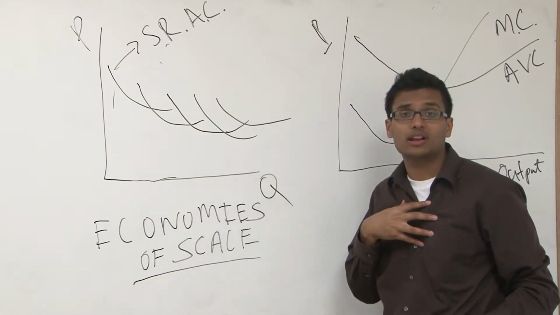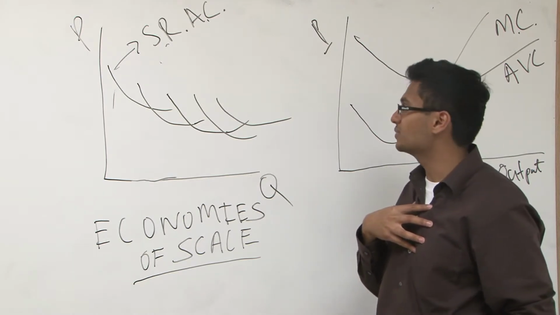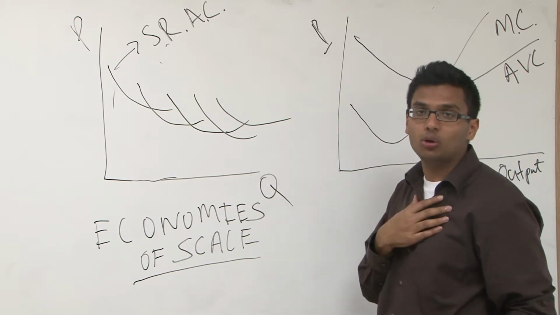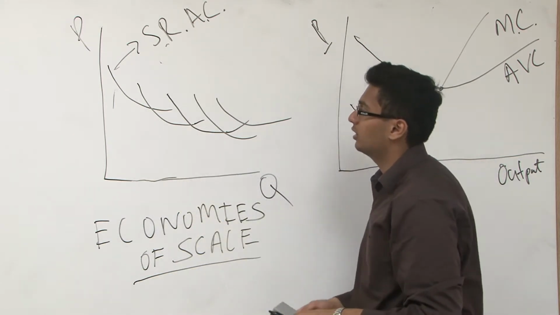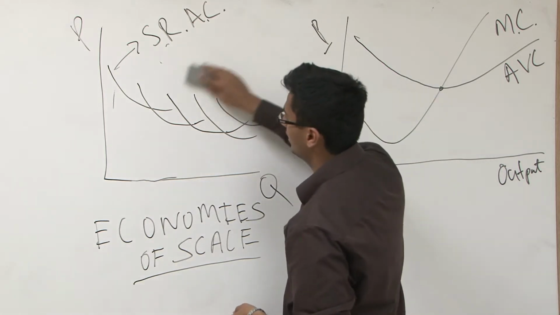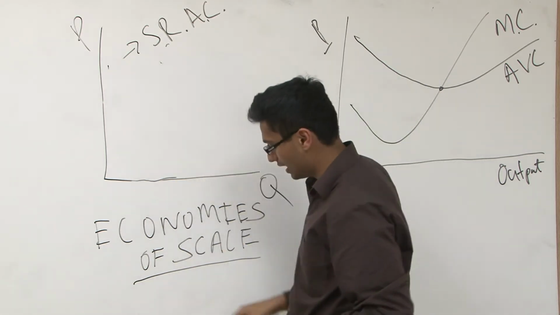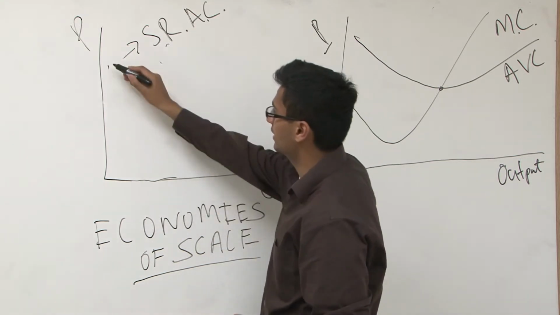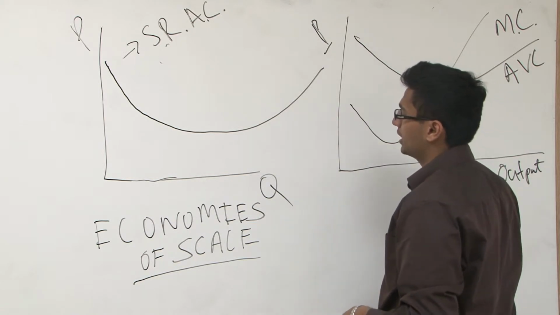So me as a pizza restaurant owner, I get to look at the whole thing as one snapshot, right? So if you just merge these graphs together, your LRAC kind of looks like that. It kind of looks like, again, a parabola, sort of like a large ABC. So it kind of looks something like this, okay?